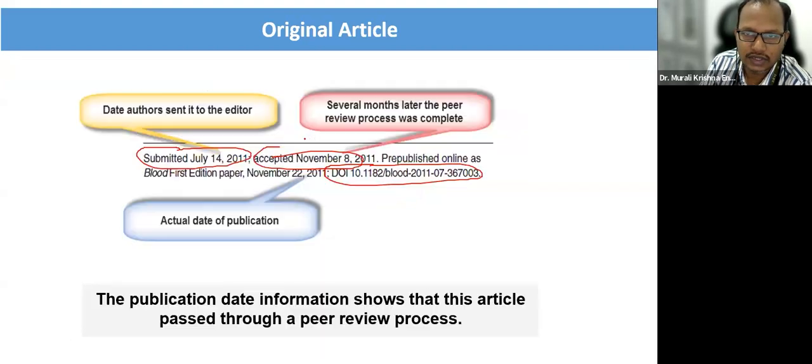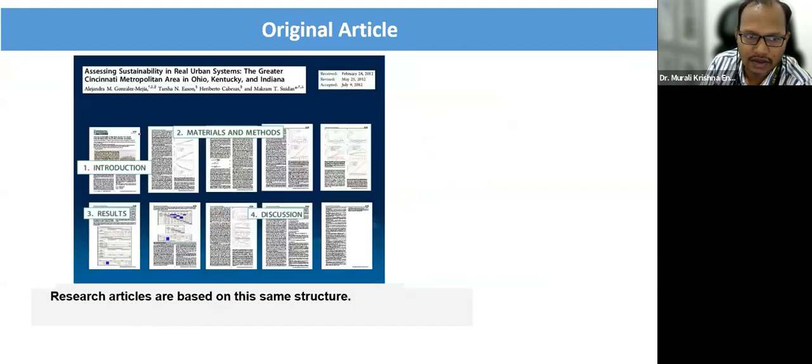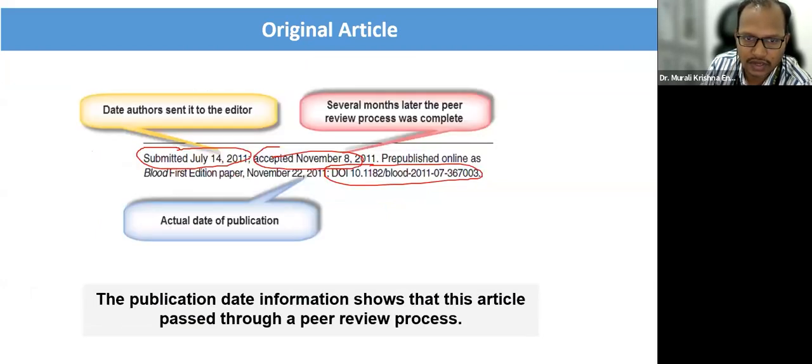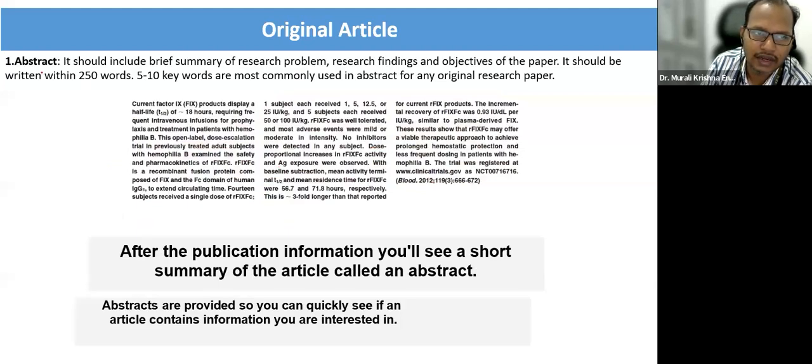As I'm saying, you can see this kind of starting in any paper you download. Later you can see the publication information: when it was revised, when it was accepted, when it was published online, and the DOI. Then it has an abstract. The next item you can see is the abstract.